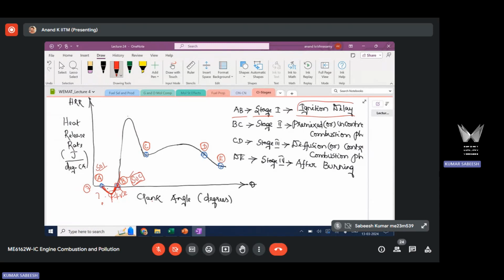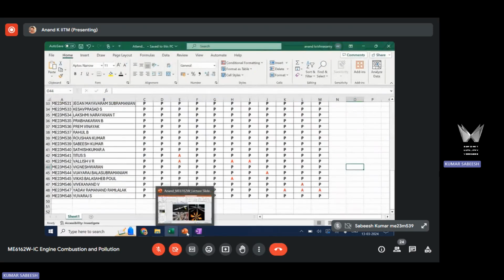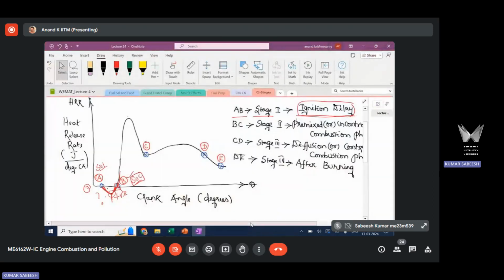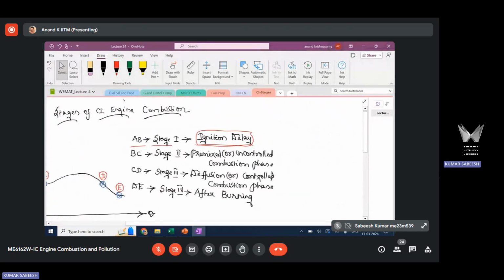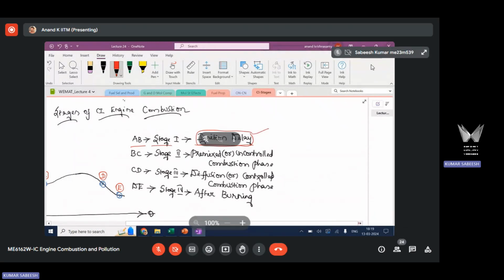So we have already discussed this ignition delay, which is stage 1 of SI engine combustion. If you recollect in the very first chapter, when we discussed the effect of fuel and its properties on the combustion event, we discussed this ignition delay. There are two delay times here. One is physical delay and the other one is chemical delay. So the overall delay time, physical plus chemical delay put together, is the overall ignition delay time.